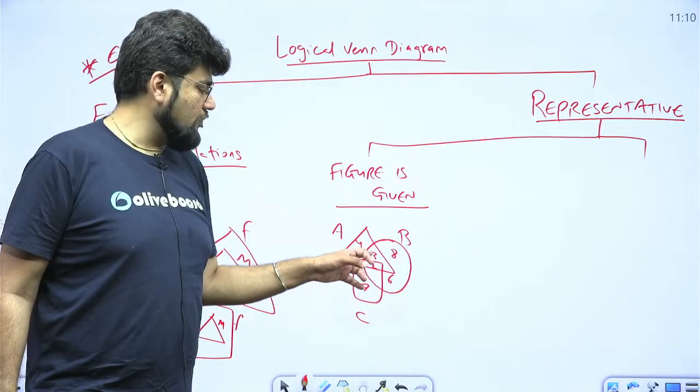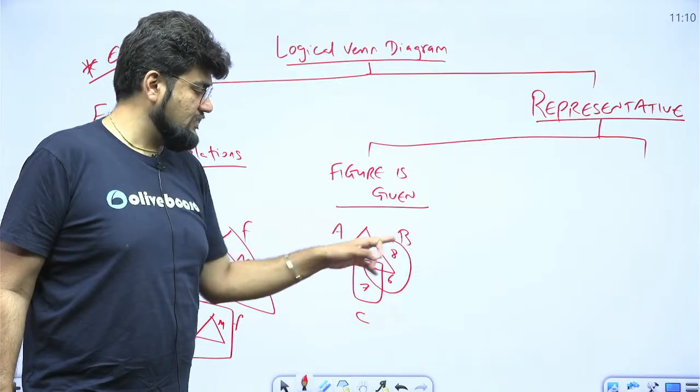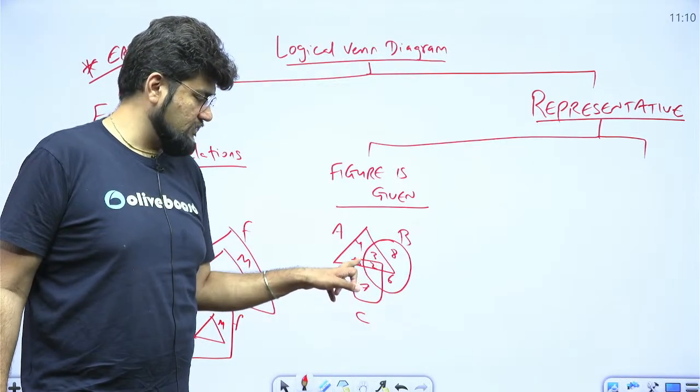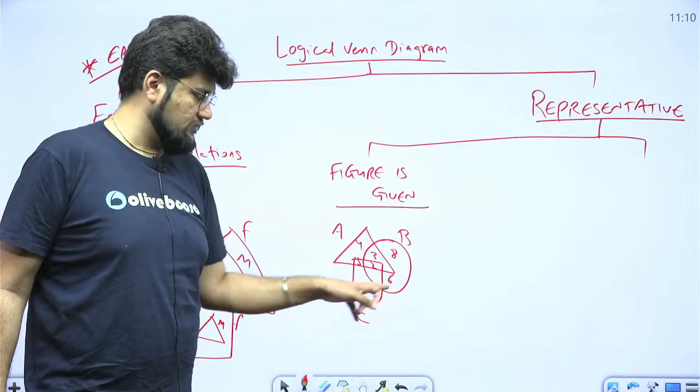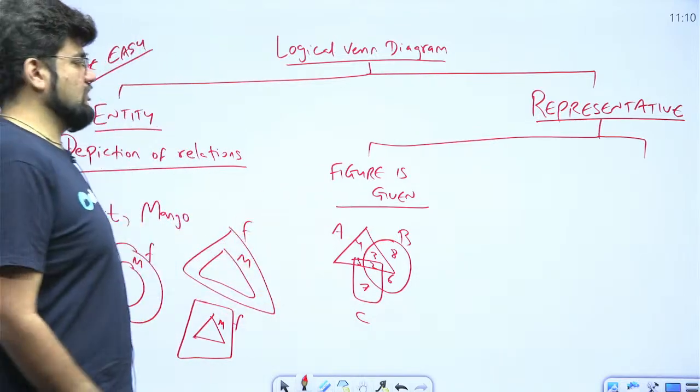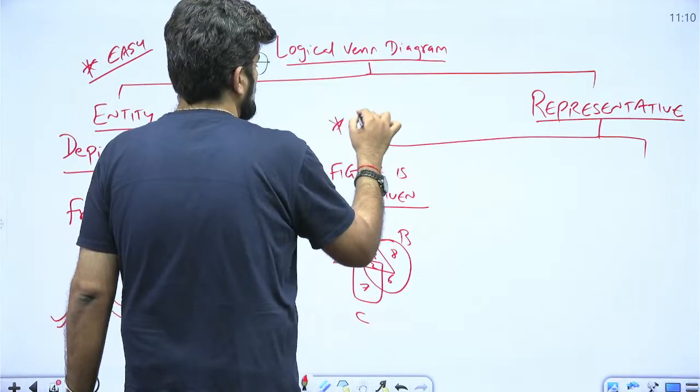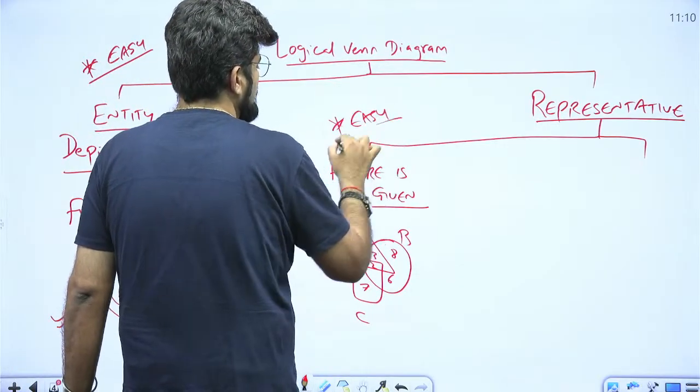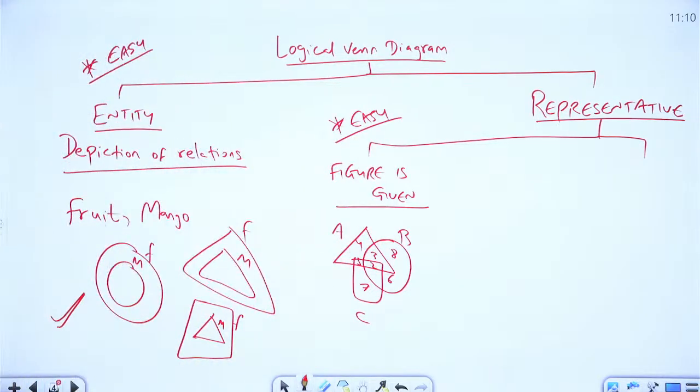So you need to analyze this figure completely, understand what is given in it, and accordingly answer your questions. The part which is common in all 3, A, B and C, what is the part? You will say 2 is the part which is there in the rectangle, in the triangle and in the circle also. So you will tick on 2. That's how simple it can get. This is the easiest one in a Venn diagram. Never will you go wrong here.